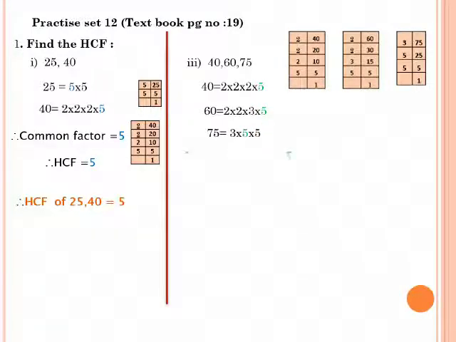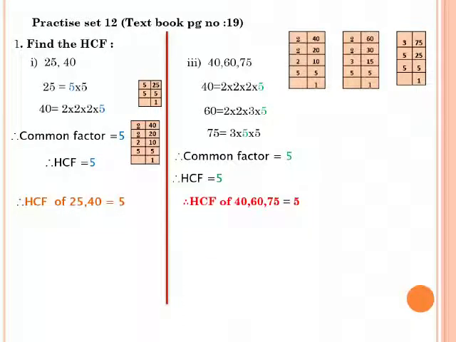Now, of all the factors written here, find out the common factor to all the three given numbers. Yes, there is only 5. So common factor is 5. Therefore, HCF is 5. Hence, your final answer, HCF of 40, 60, 75 is 5.